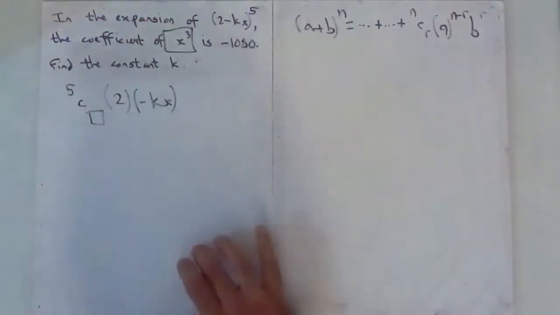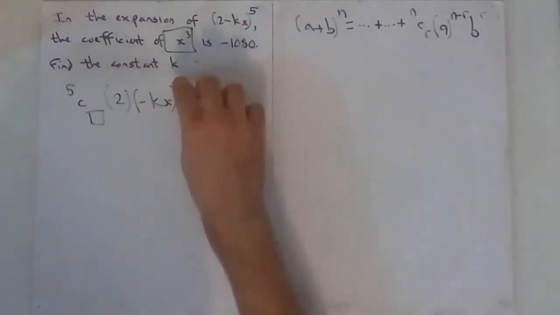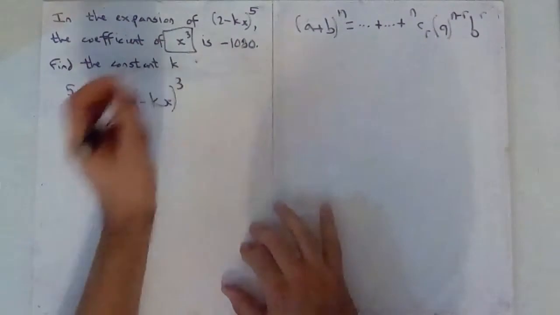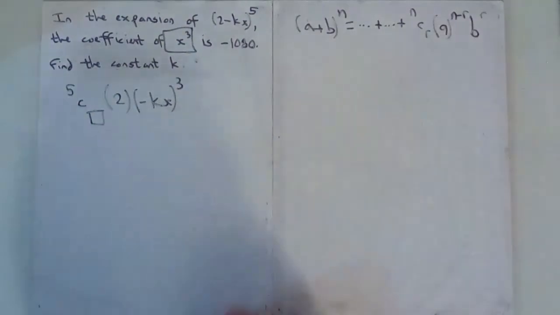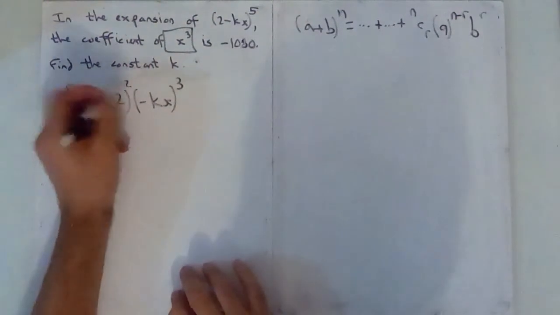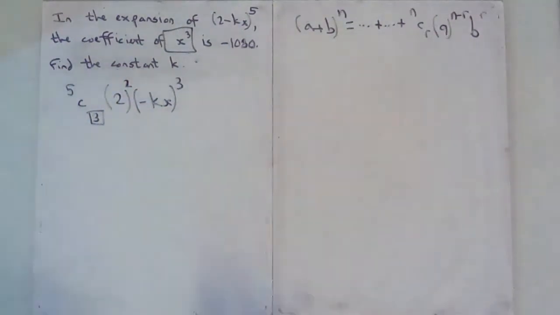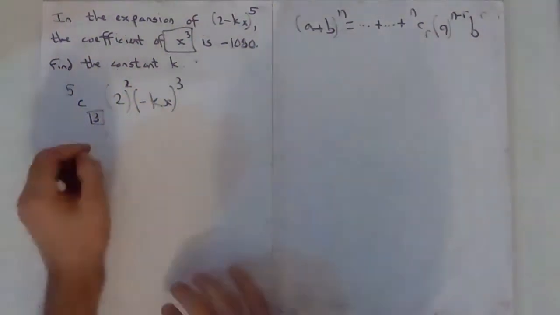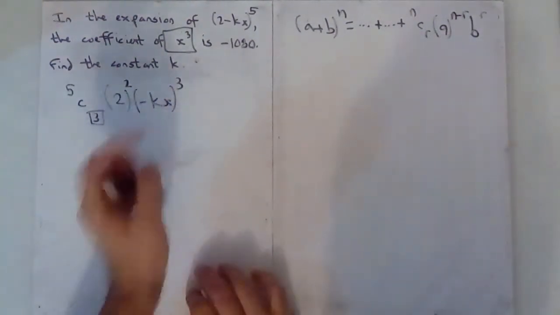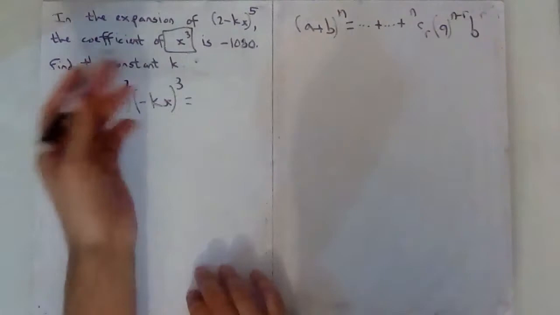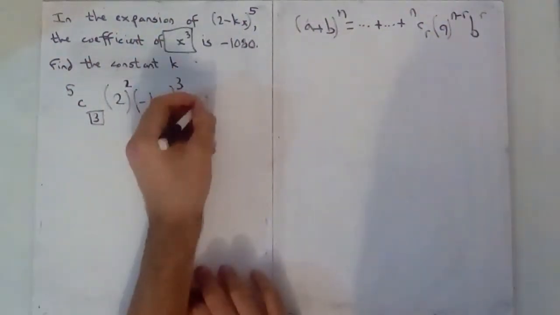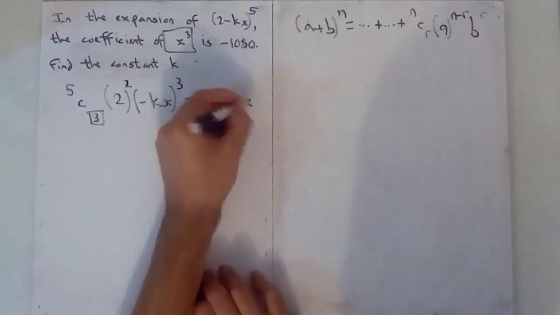The only way we're going to get an x cubed out of this is if we have a 3 here. So that must be 3. And then hopefully you just remember that these powers always add up to n anyway, so this would be 2. If you don't, then this is n minus r, which is 5 minus 3, which is still 2. So this must be 2, and we've said this is nCr, so this must be 3 down here. Okay, so 5C3, 2 squared, (minus kx) cubed must equal the x cubed term that we've been given. We've been told it's minus 1080 x cubed.